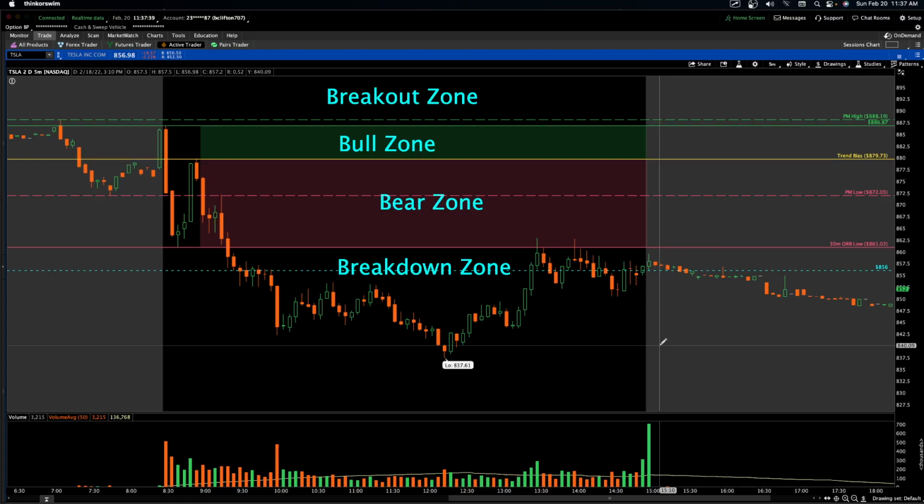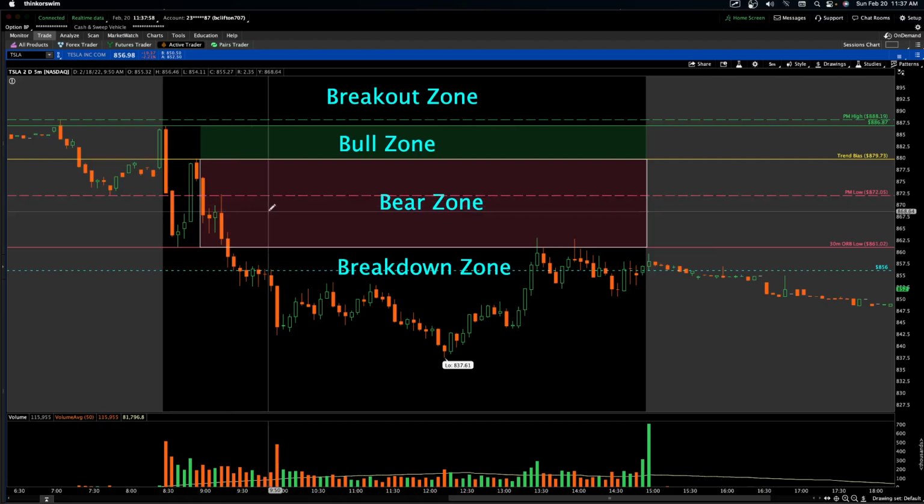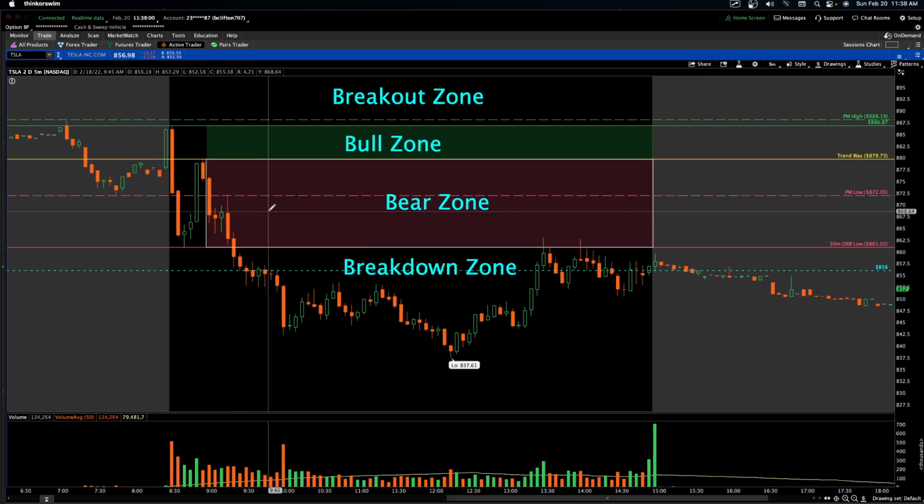As you can see right here, drawing these pre-market levels on your chart, look what Tesla did here. Right before it broke down into the breakdown zone, it actually came up to this pre-market low and saw resistance there. So a great thing to keep on your chart.